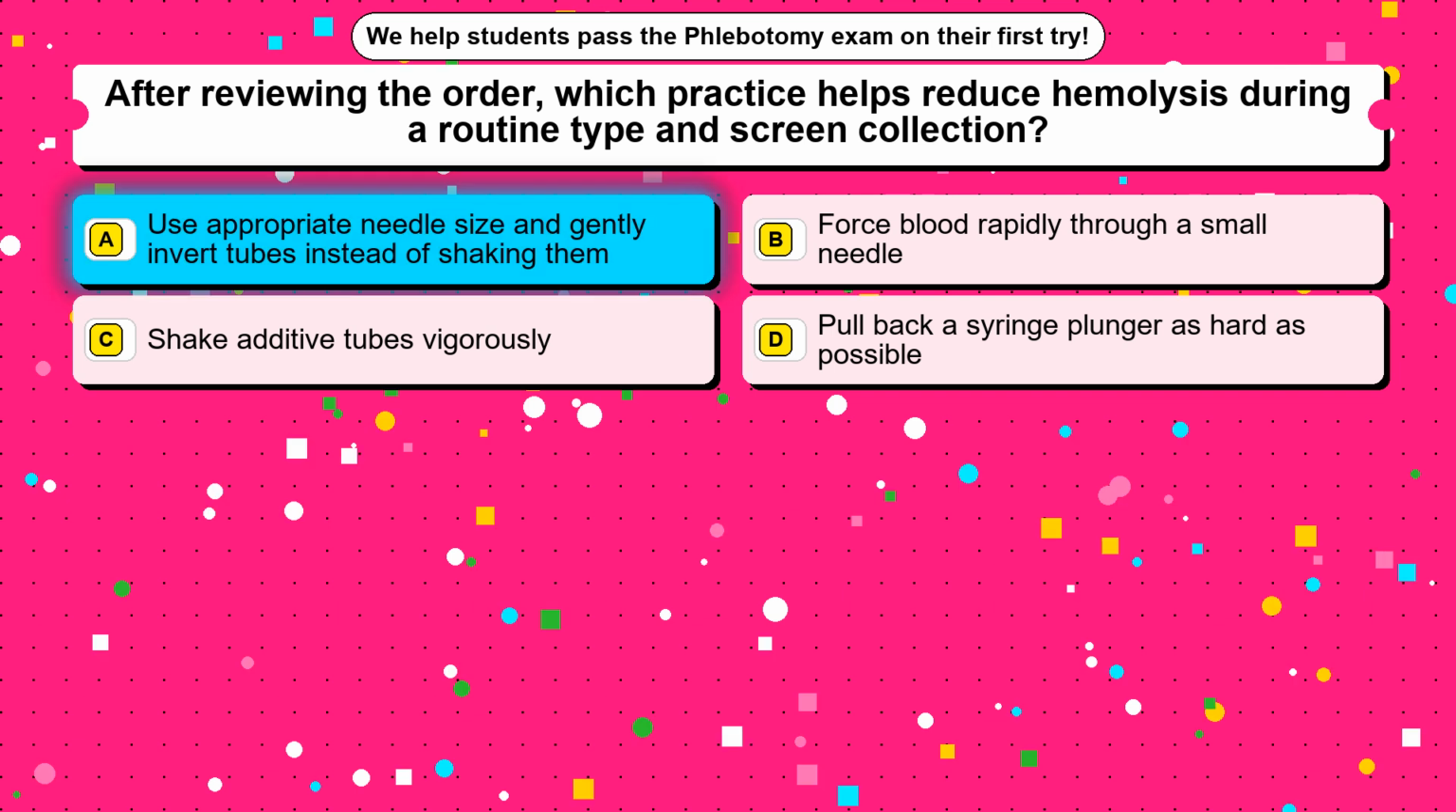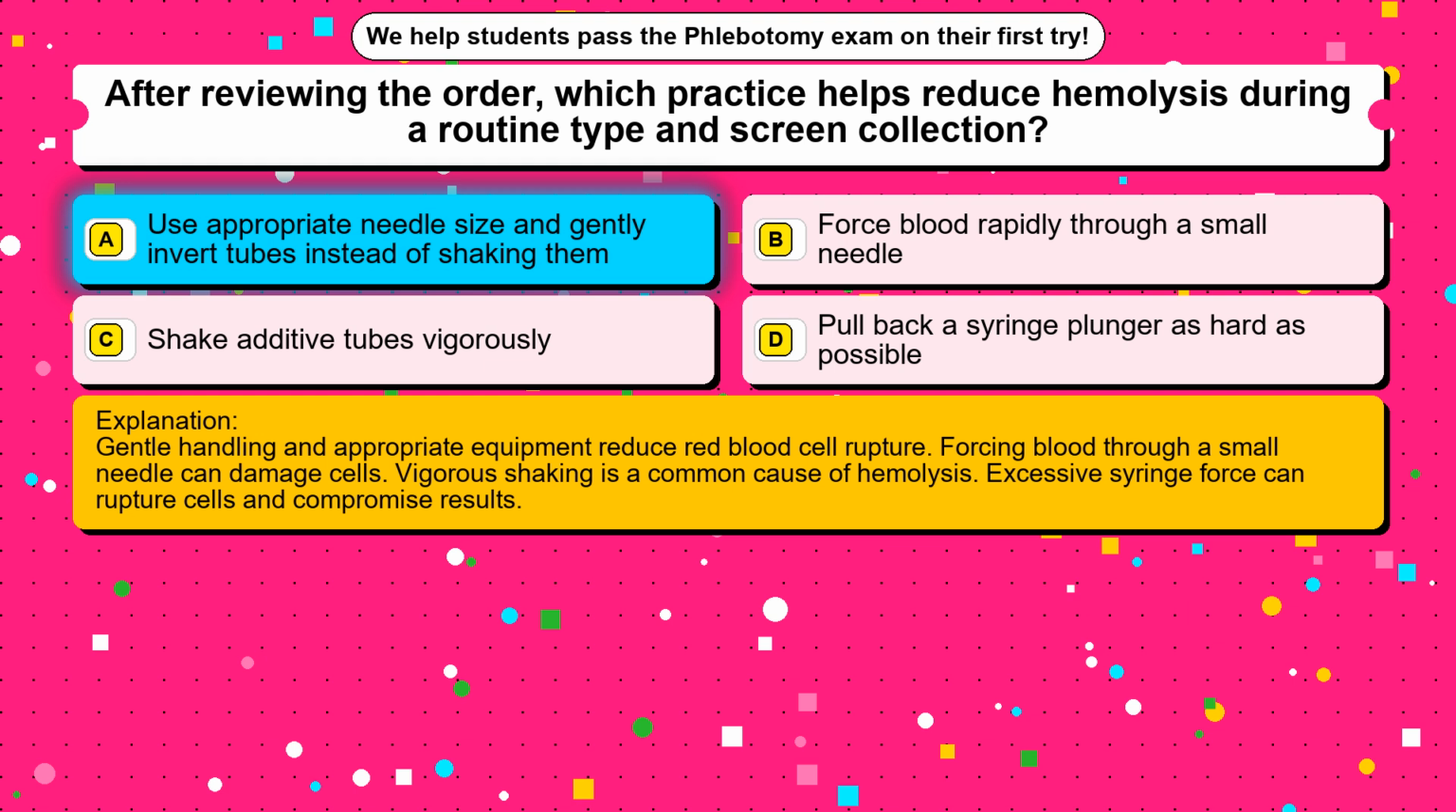The correct answer is option A. Use appropriate needle size and gently invert tubes instead of shaking them. Gentle handling and appropriate equipment reduce red blood cell rupture. Forcing blood through a small needle can damage cells. Vigorous shaking is a common cause of hemolysis. Excessive syringe force can rupture cells and compromise results.